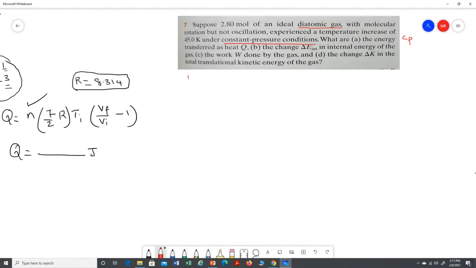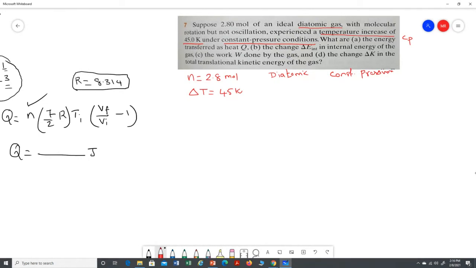So what are our moles? Our moles n is equal to 2.8. What type of molecules are we having? We are having diatomic, 7/2R. What is the condition? Constant pressure. And then you have the change in temperature also. They clearly mention the information about the change in temperature. What is your change in temperature, my dear? 45 Kelvin.